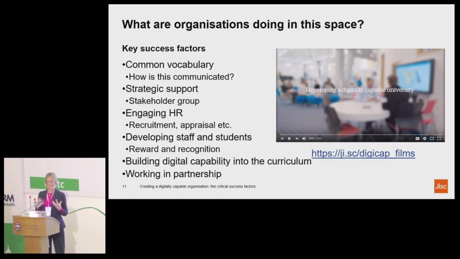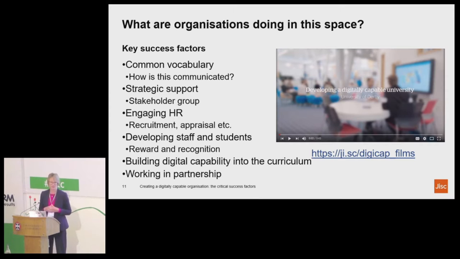So, you know, is there a common vocabulary being used across the organisation about what threshold digital capabilities were, what we meant and understood by them? Was it being led by a strategic lead? And was there a cross-institutional stakeholder group that were responsible for driving forwards change with digital skills? Because it does impact on and affect all areas across the organisation. Is there a strategy that is articulating the vision around digital capability?